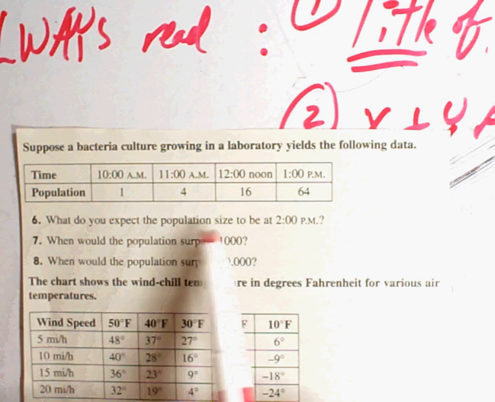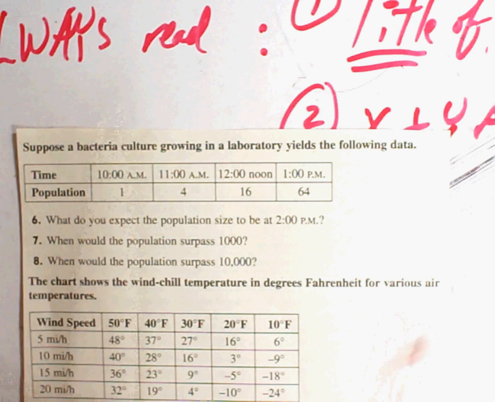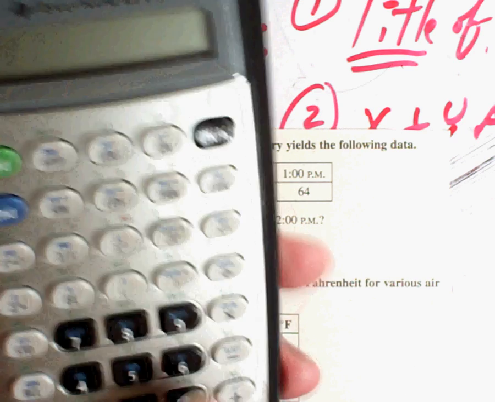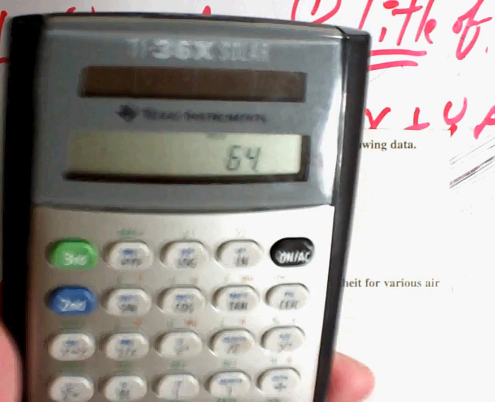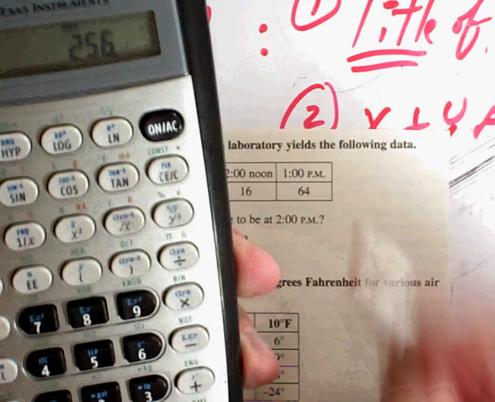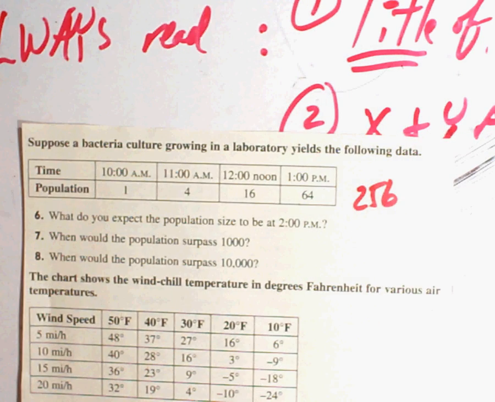What do you expect the size at 2 p.m.? Then I would take my handy dandy calculator: 64 times 4 equals, answer, 256. That's what I'm looking for as my answer. Got to be the answer following the trend.